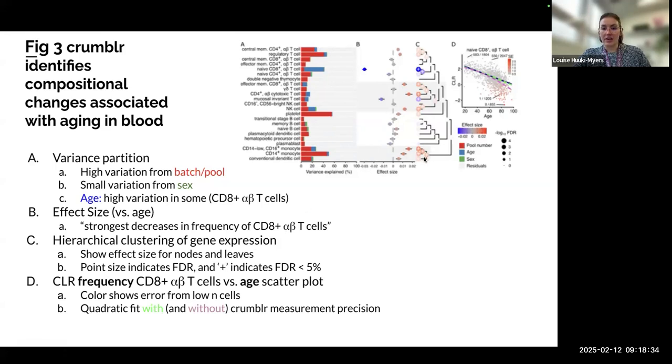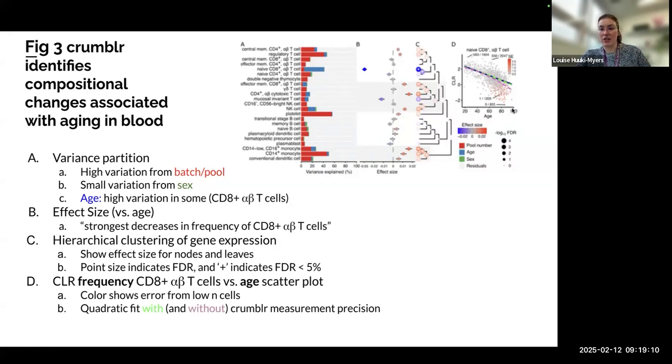Also down here, on the flip side, the branch of CD16 plus monocyte cells and related cell types seems to be affected positively as a group over age. And then D is zooming in on the data itself. So we have age versus the CLR value for the naive CD8 plus cells, and you can see the modeling over that. They have the quadratic fit with and without the Crumblr precisions, either the green or the purple.